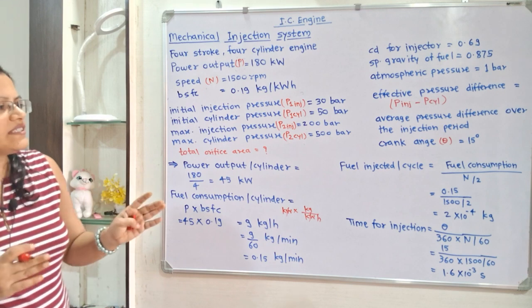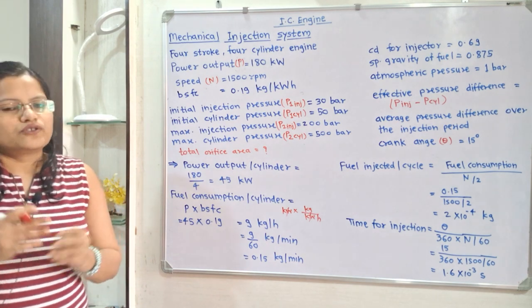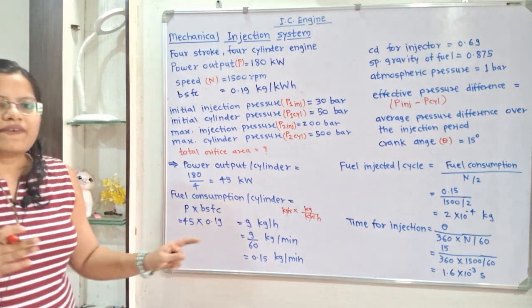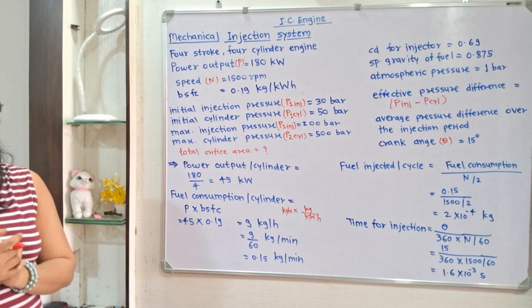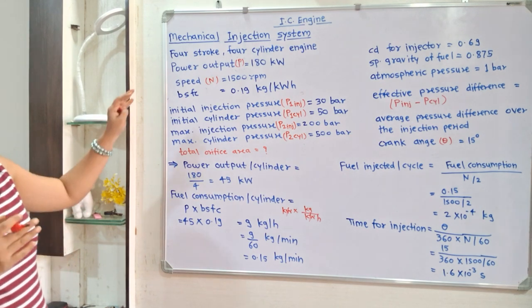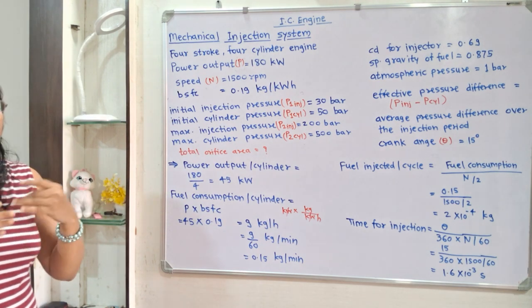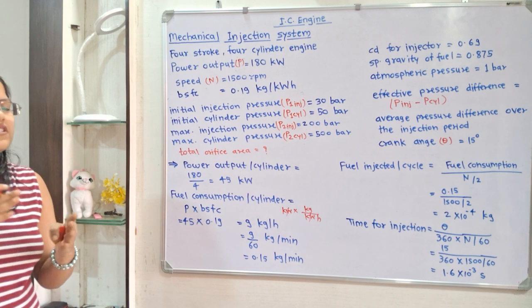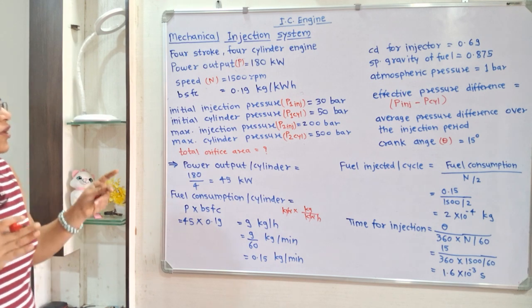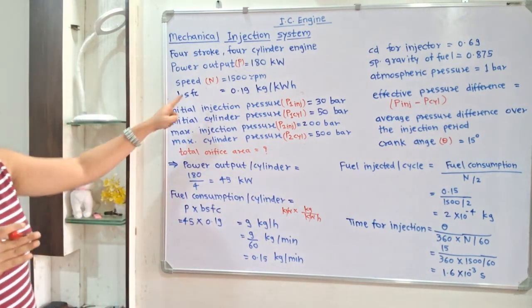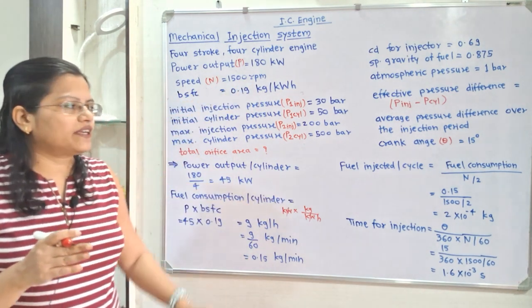Then fuel injected per cycle: fuel consumption divided by N by 2. Why N by 2? Because this is a 4-stroke engine, so we have to take N by 2. If it were a 2-stroke engine, then we would simply take N. So we take fuel consumption divided by N, that is 1500 divided by 2.